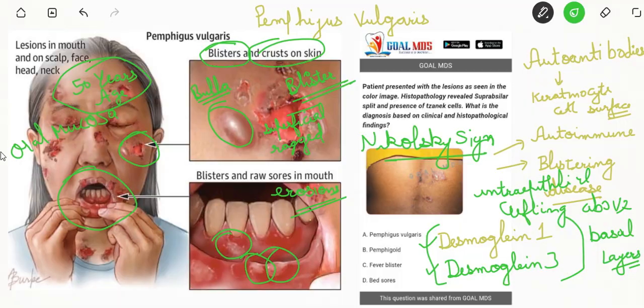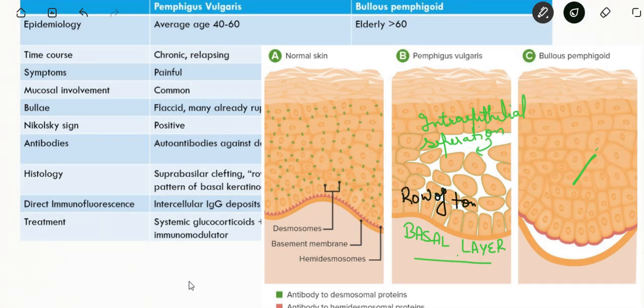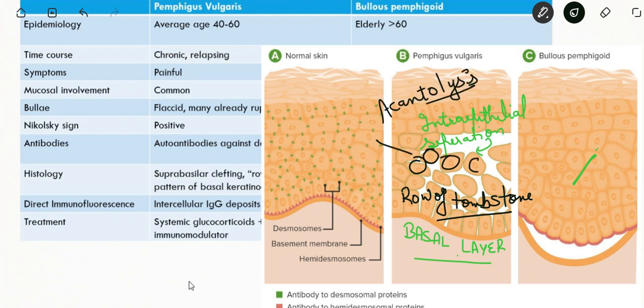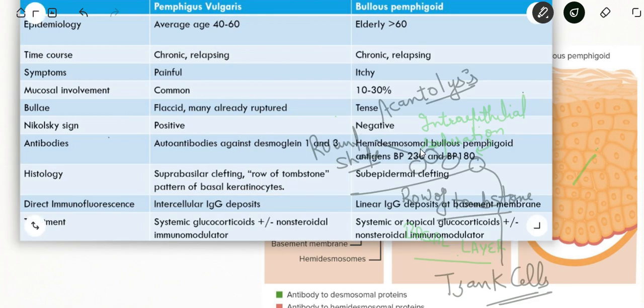On histopathologic examination, you would see that the superficial layer of epithelium is stripped away, leaving only the basal layer of cells, which has been described as a row of tombstones. The cells of the spinous layer typically appear to fall apart, which is termed acantholysis. They take a round shape appearance, and these rounded cells are known as Tzanck cells that can be seen in exfoliative cytological preparation.